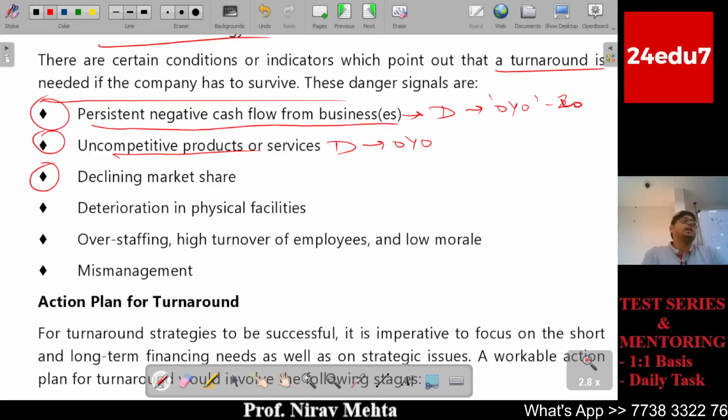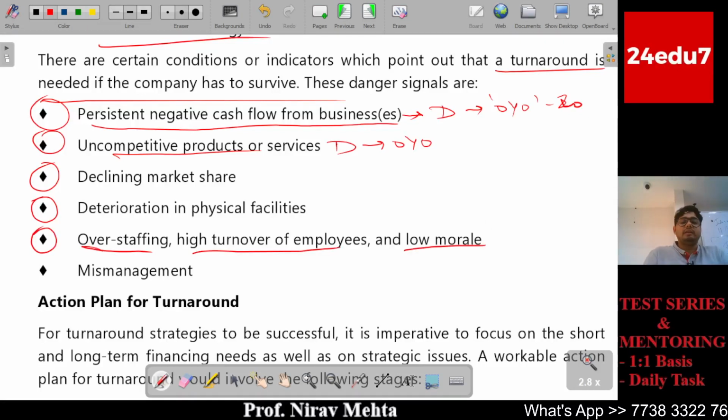Decline in market share. Earlier 100 students, then 90, 80, 70, 60. My share is declining day by day. Correct? Deterioration in physical facilities, they are not willing to repair these also. Overstaffing, high turnover, low morale.